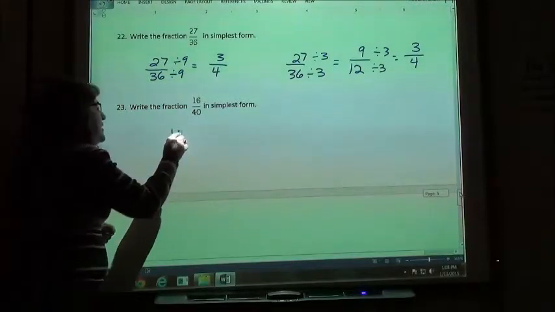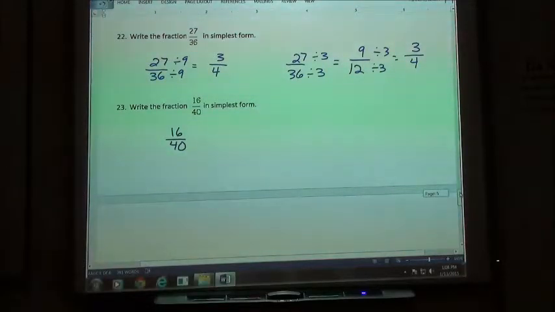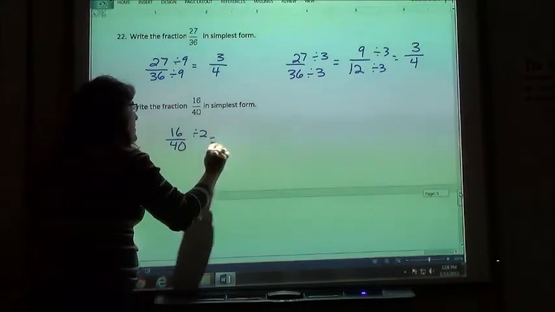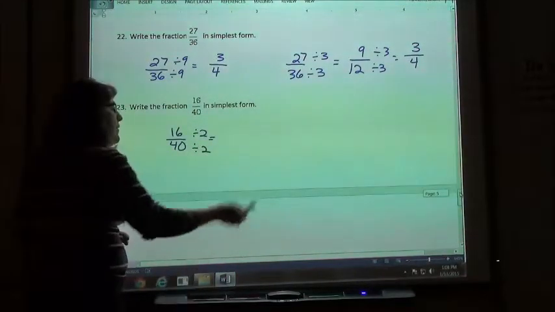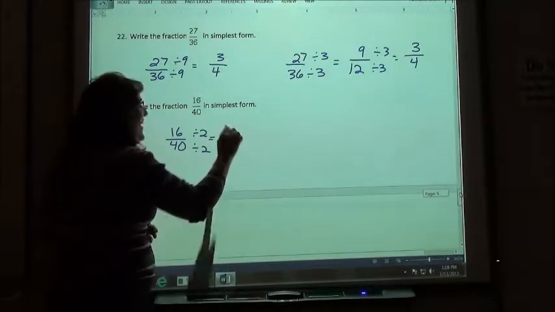Here I have 16 over 40. So 16 and 40 are both divisible by, I think I heard someone say 2 by 2. So let's divide by 2. 16 divided by 2 is 8.